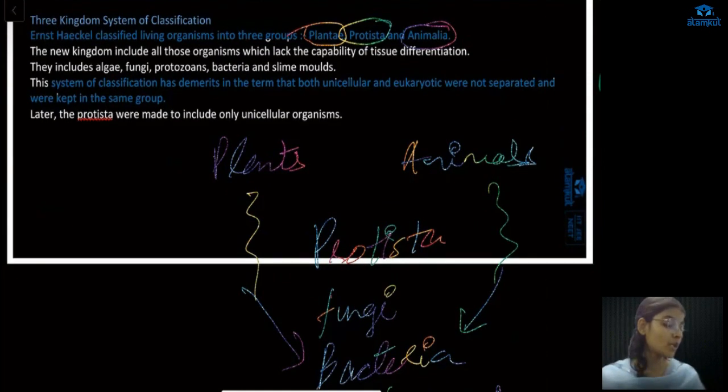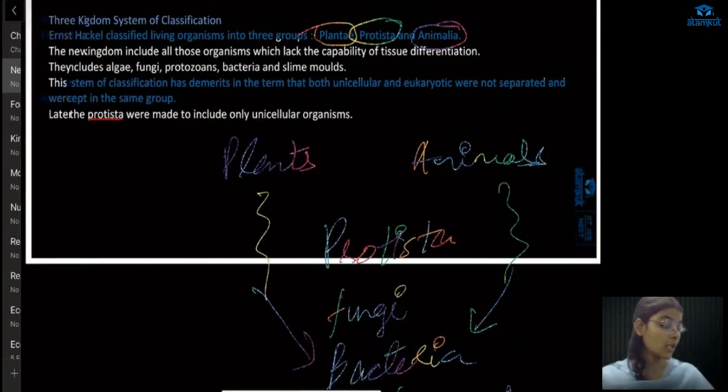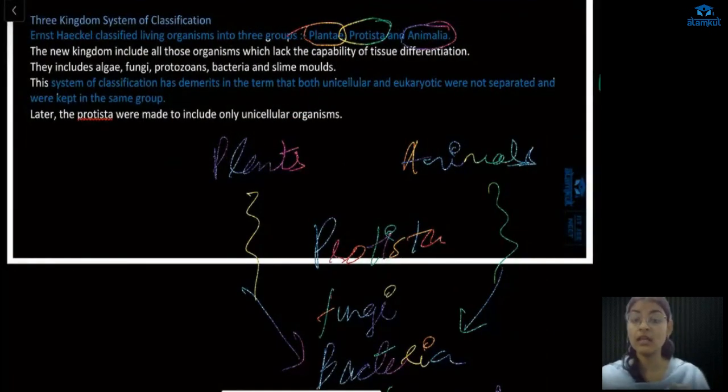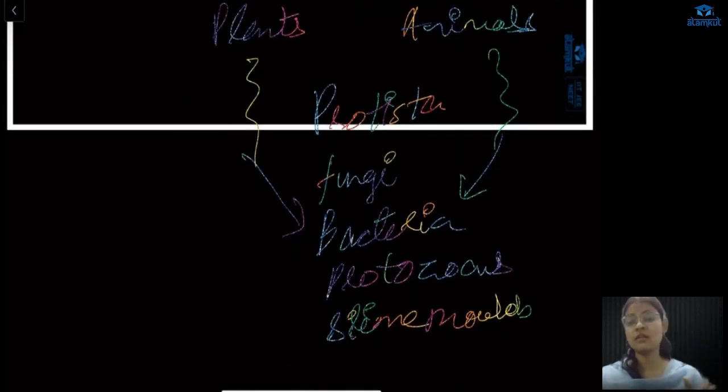Then came the four kingdom system of classification, which I will discuss in the next class. That is it for today's class. After the four, we will discuss five kingdom, and then one by one each kingdom will be discussed in the class. Okay, that is it for today's class. Bye.